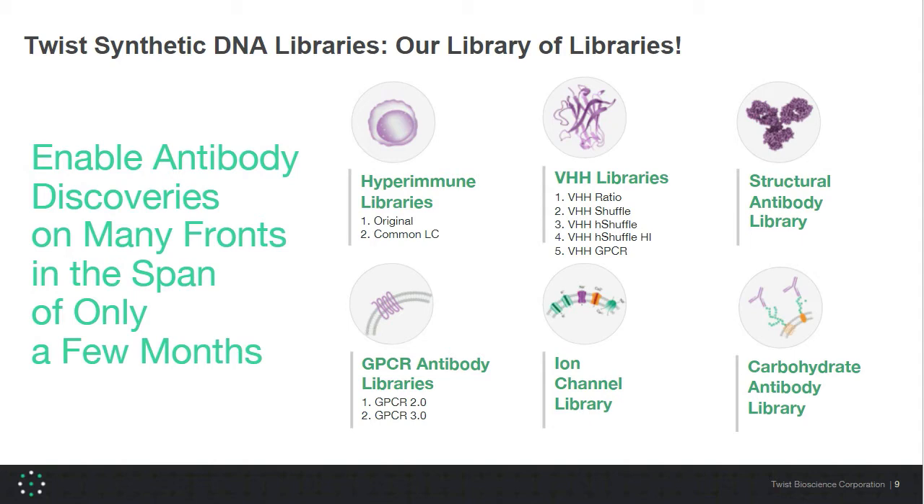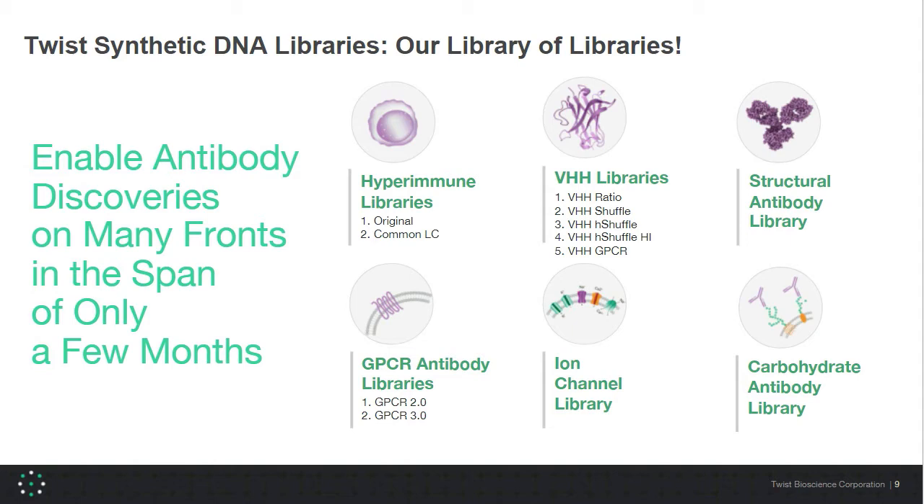We also have a whole suite of different VHH single domain libraries. They're the ratio shuffle, human shuffle, Hypermune. We're also going to be rolling out a GPCR version of our VHH library later on in the year. I put it here just as a reminder. I won't have any data on that library today, but suffice to say we'll have a GPCR equivalent library for our VHH libraries coming out very soon.